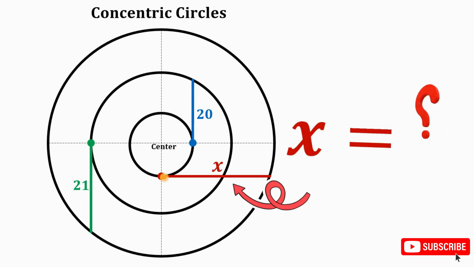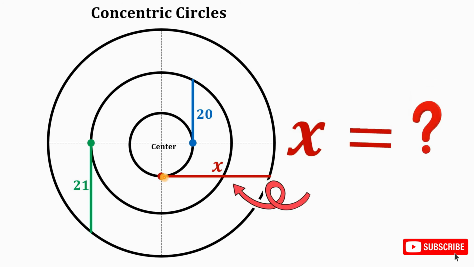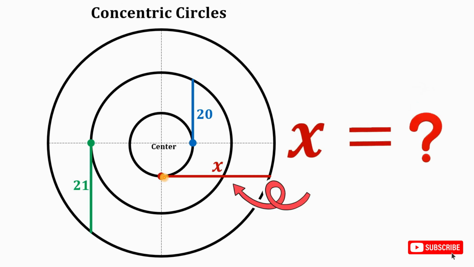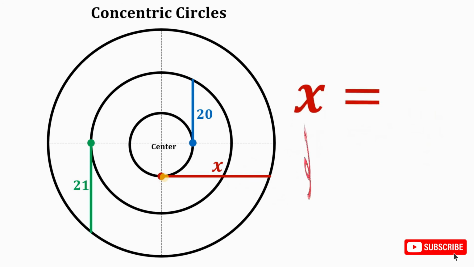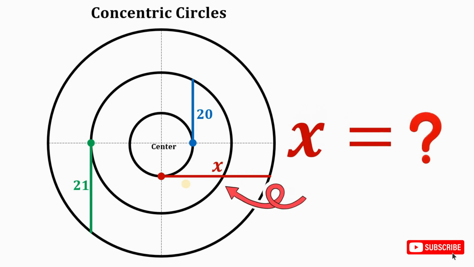Now pause this video right now and see if you can answer this question, because I will show you the answer and the solution in 3, 2, 1. Alright, the answer to this question is 29 units. So the length of this tangent segment x is 29 units. Now the question is, of course, how do we get the value of x, or these 29 units?